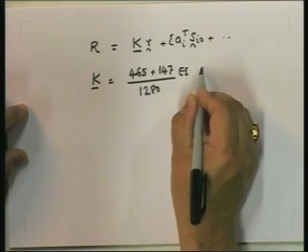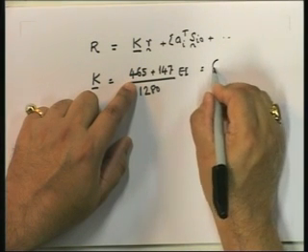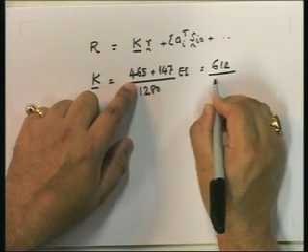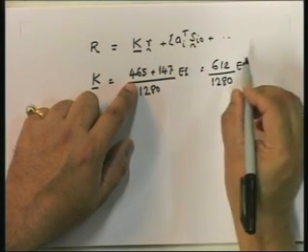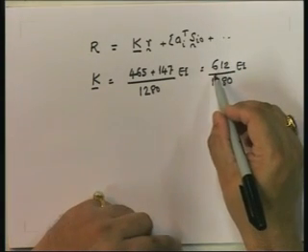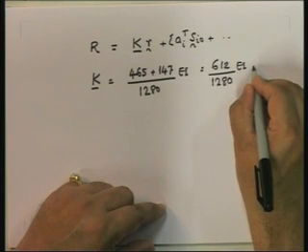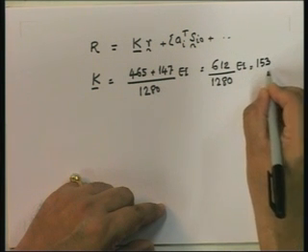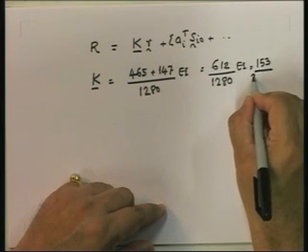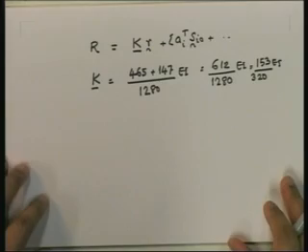Upon 1280 EI, which is equal to, if you look at it, 612 upon 1280 EI. And if we look at this, this can be divided by 4. So, this becomes equal to 153 upon 320 EI. That is K.